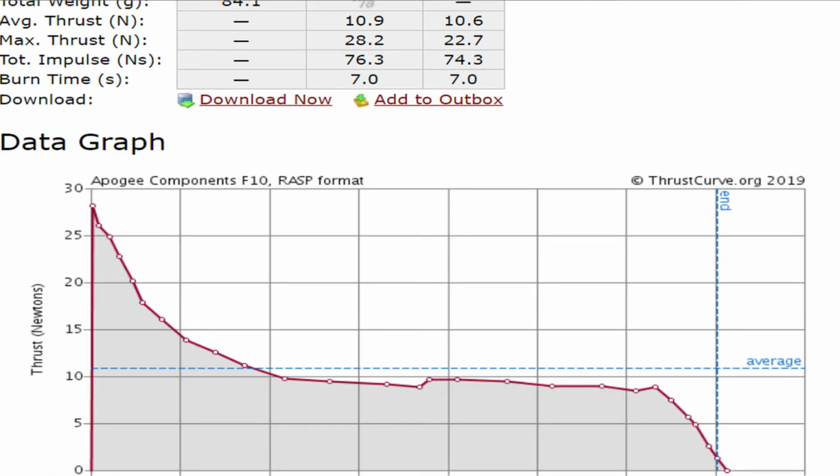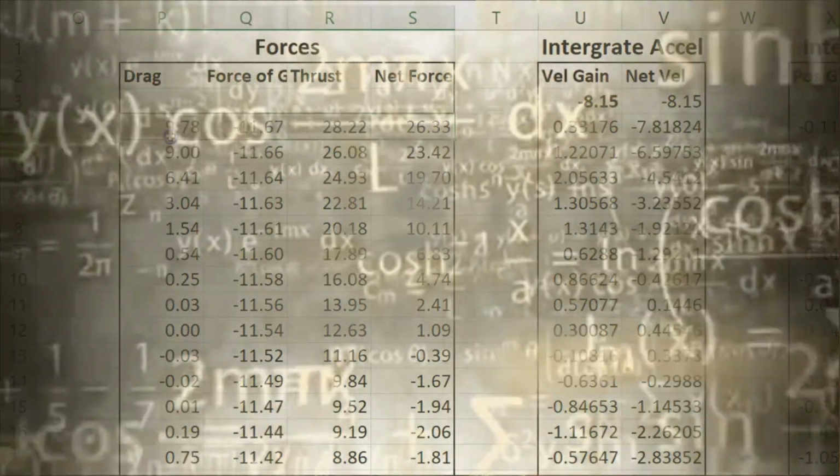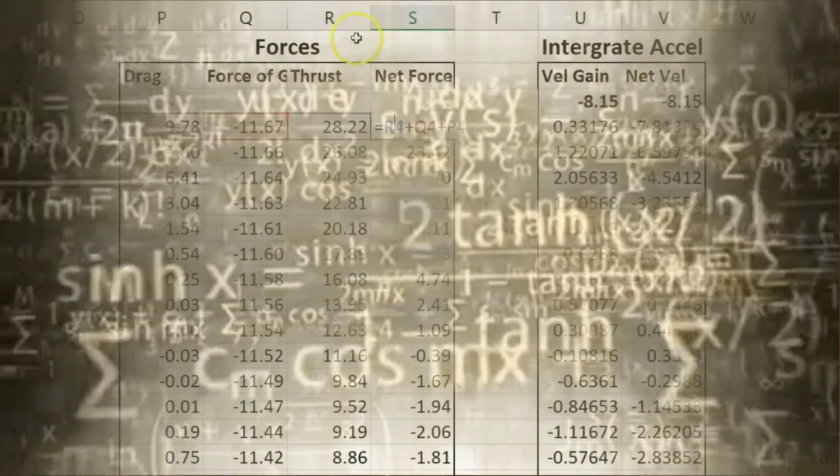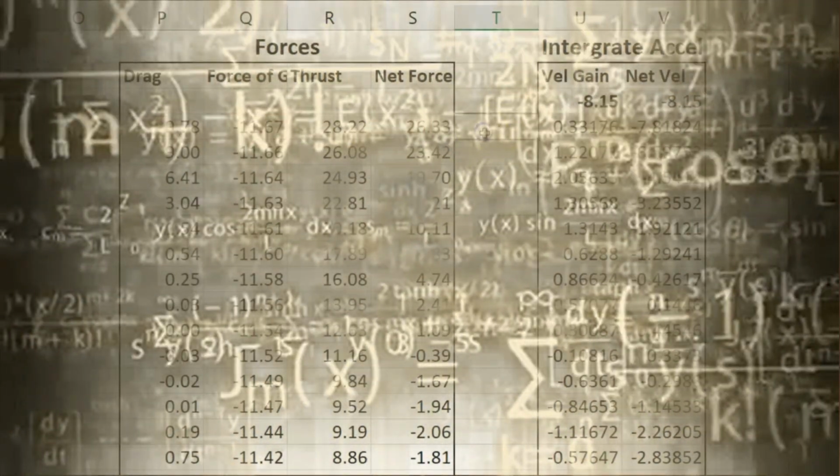So to calculate the net force, you just take the sum of all your three forces: drag, force of gravity, thrust. Right now I'm not accounting for lift because it's very minuscule, and actually I don't know if that might be true, but I'm just not going to account for it right now.